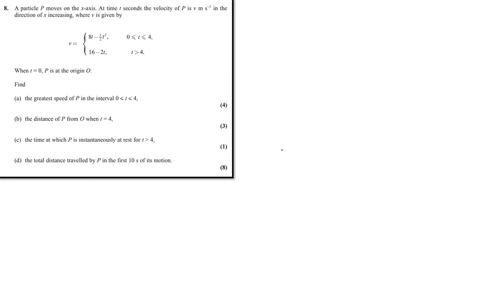So we're looking at the distance of P from O when t equals 4. Again, we need to make sure that we're working with the correct expression here. We define the expression based on the interval. Because we're looking at t equals 4, be very careful, we're in this interval here because that includes the 4, based on this inequality. So we're using v equals 8t minus 3 over 2 t squared again.